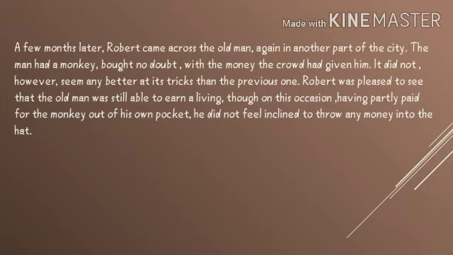And what did Robert do? He paid some money on the first occasion, you remember. On this occasion also Robert paid some money, but he did not feel like giving more, or putting any money into the hat.